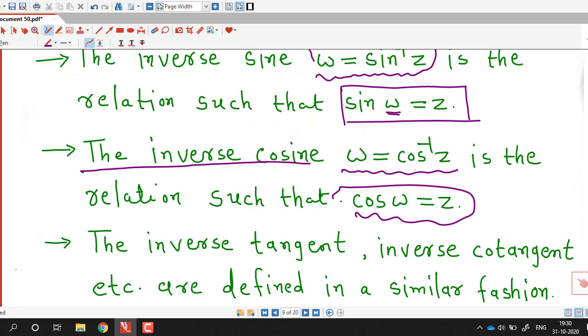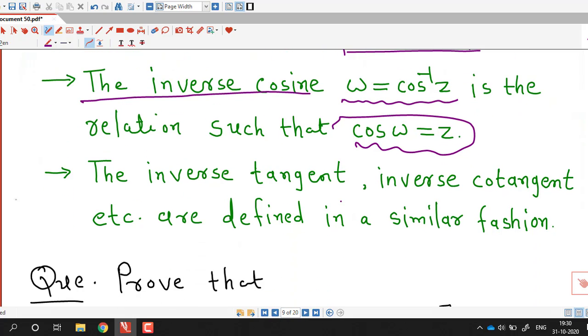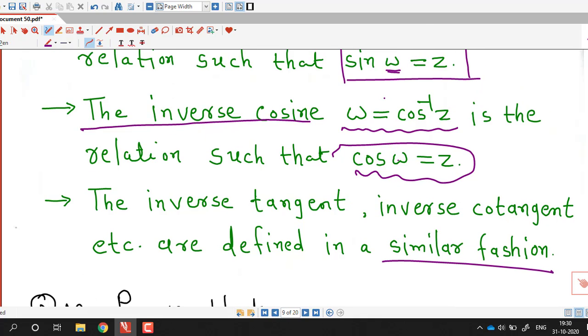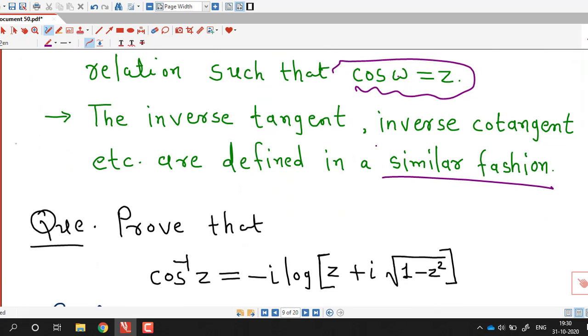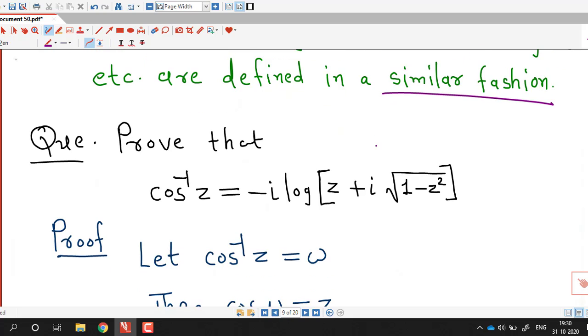And we can define other inverse trigonometric functions like tan, cot, sec, cosec in a similar fashion. So we will just remember this: if cos w is z, then w is nothing but inverse cosine of z. We have some formulas for these inverse trigonometric functions, so we try to prove those formulas.